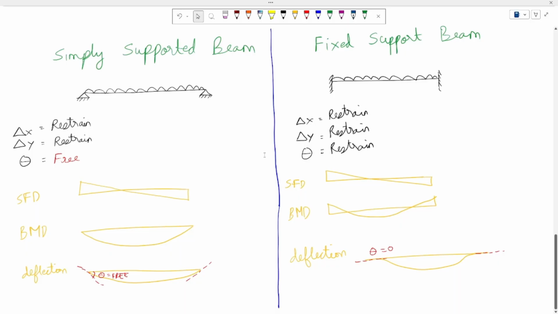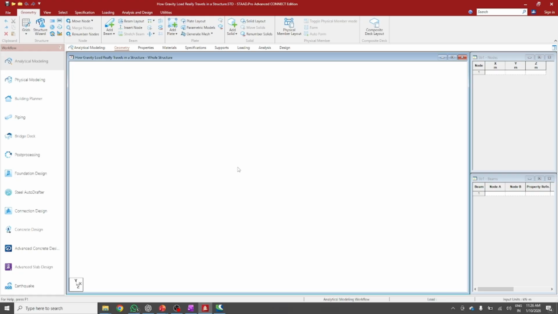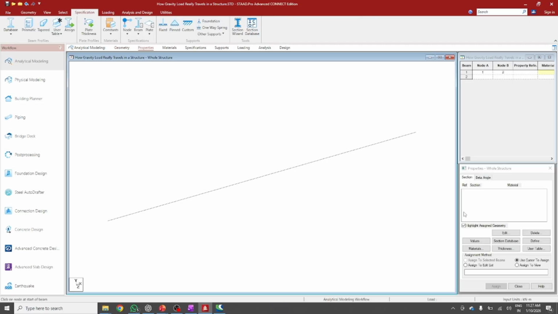Now let us see the same example in STAAD Pro. So this is my simple STAAD Pro file. I will model our beam. Our beam starts from node 0 and the span of my beam is 12 meters. So I'll write 12. I'll connect this beam. So I'll go in properties, section database.